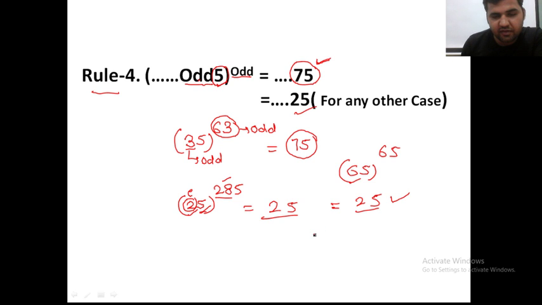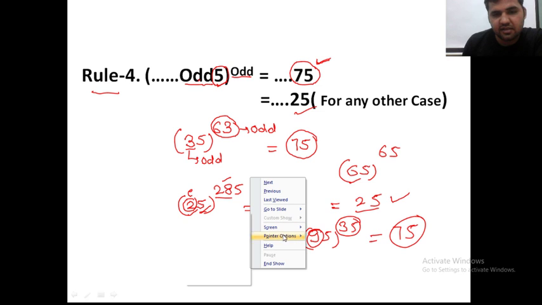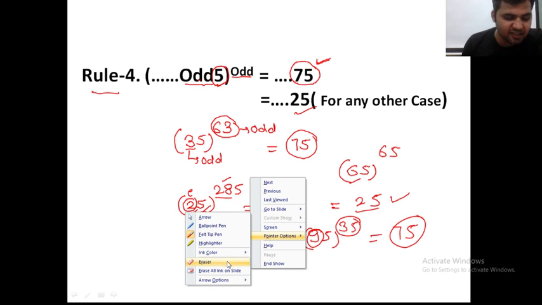Let's take another example. If I want to find out 95 raised to power 35, this is odd, this is also odd. So in that case the answer would be 75. Got it?